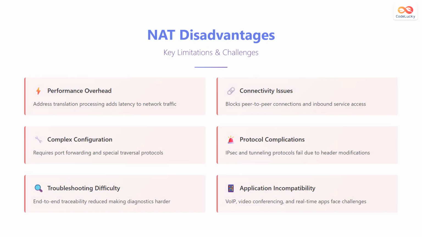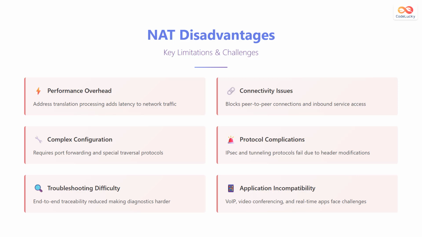However, NAT also has limitations. First is performance overhead. Address translation processing adds latency to network traffic because every packet must be examined and modified. Second are connectivity issues. Peer-to-peer connections can be problematic behind NAT because incoming connections are blocked by default. Inbound service access is difficult. For example, hosting a web server behind NAT requires special configuration. Third is complex configuration. Port forwarding and special traversal protocols are needed to enable inbound connections.